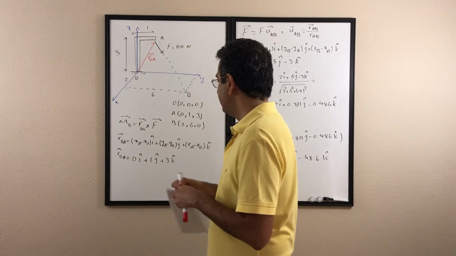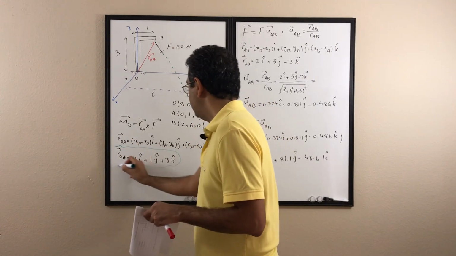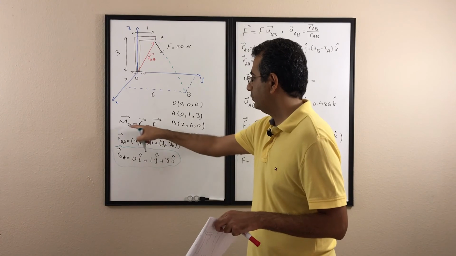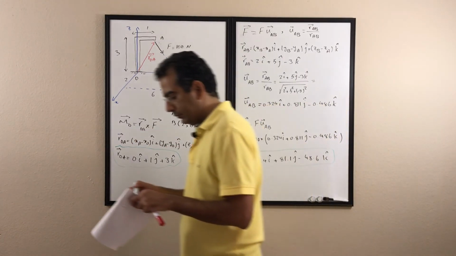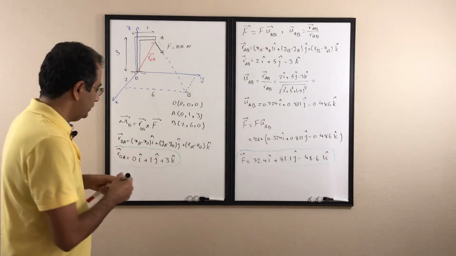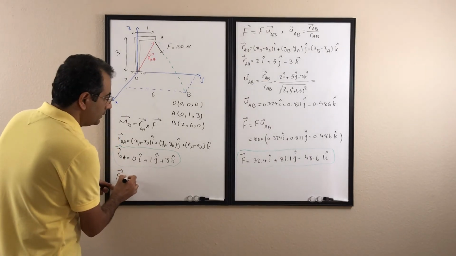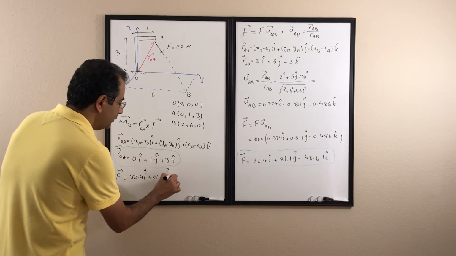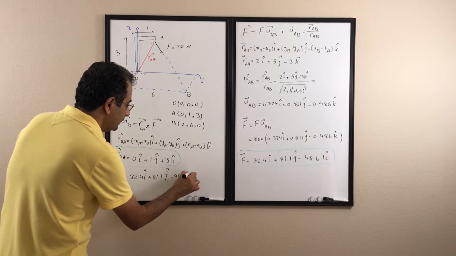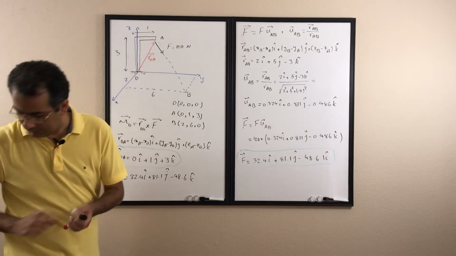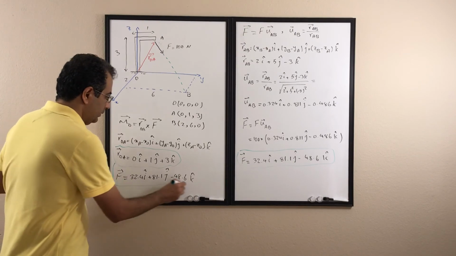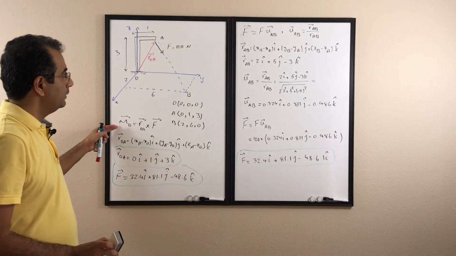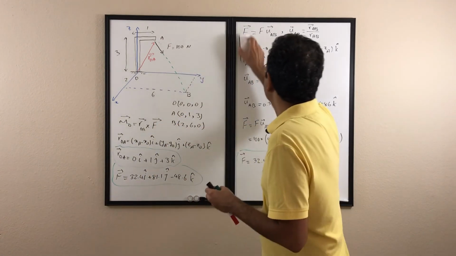Now if you look here, we have the R value, the position vector, and we have the force. So we can put them in this equation to find the moment about point O. I'm going to write the force F again here to have it on the board: F is 32.4I plus 81.1J minus 48.6K. That's R and that's F, and then we can substitute them in this equation to find the moment about the point.